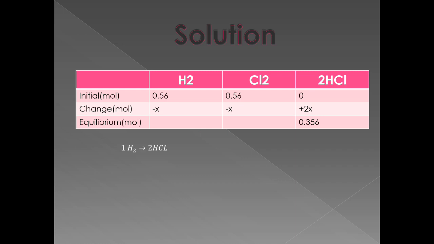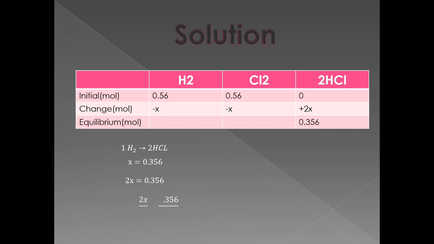Now, how do I get the change in concentration of the hydrogen and chlorine? I use ratio and proportion. The 1 hydrogen is equal to 2 hydrogen chloride. The value of hydrogen is x and the hydrogen chloride will be 0.356. Now I cross multiply 0.356 to 1 and x to 2 of the hydrogen chloride. That's why I get 2x is equal to 0.356.